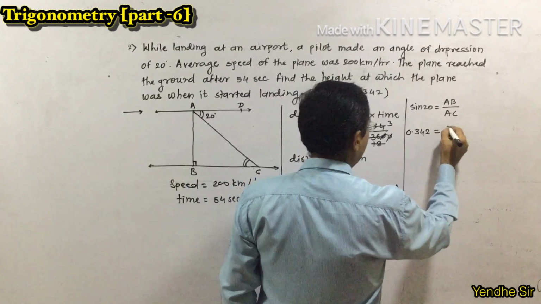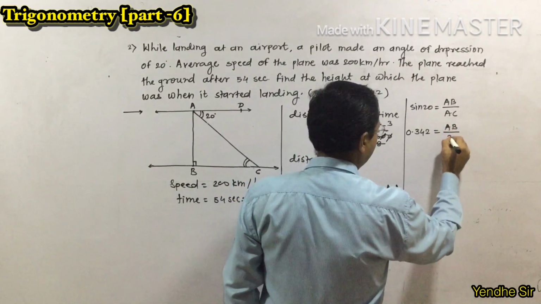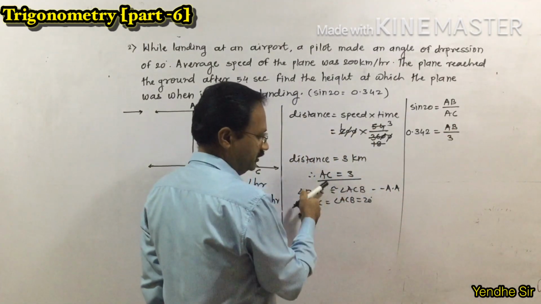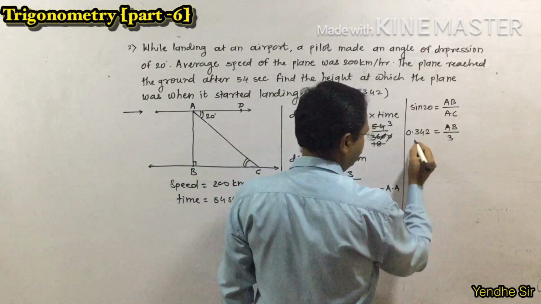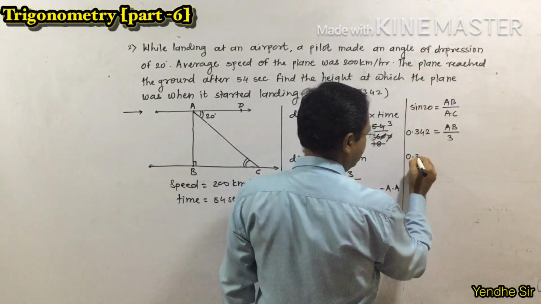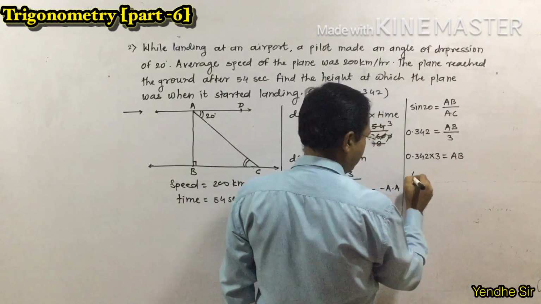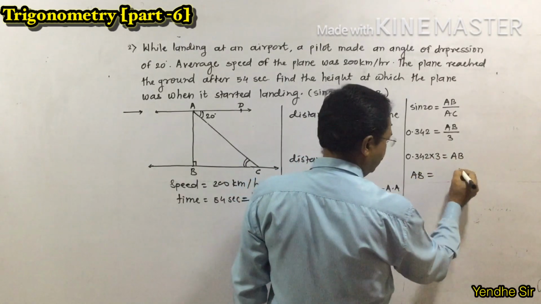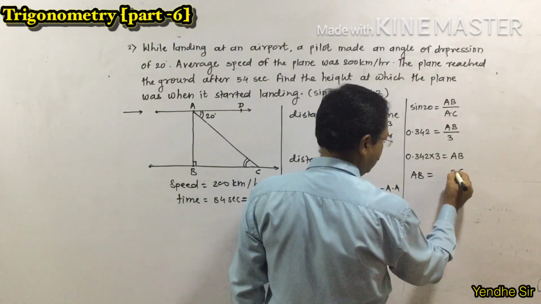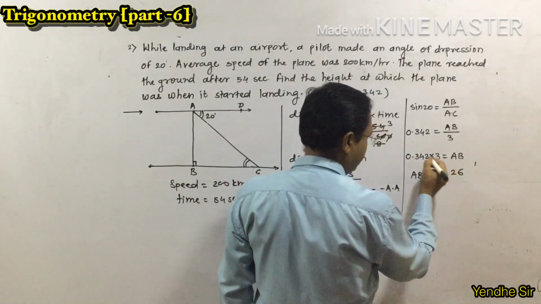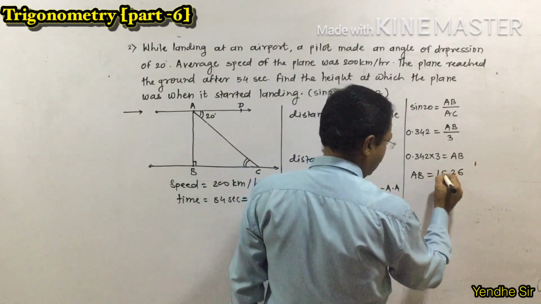The sine 20 value is given, 0.342. AB I want to find out, and AC I got here, 3. Okay, so now 3 comes on this side. You get 0.342 multiplied by 3 equals AB. So AB equals 3 times 2 is 6, 3 times 4 is 12, carry over 1, 3 times 3 is 9, 9 plus 1, 10.